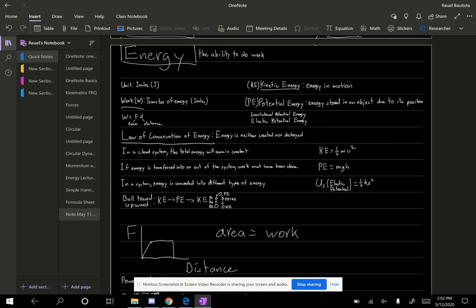Then we have potential energy. Potential energy is energy stored in an object due to its position. Okay, potential energy comes in many different forms, right? The ones that we see in physics class or in AP1 are gravitational potential energy and electric potential energy, right? But there are other types of potential energy, like chemical energy, which is a form of potential energy. So potential energy is the energy that is stored in an object because of its position.